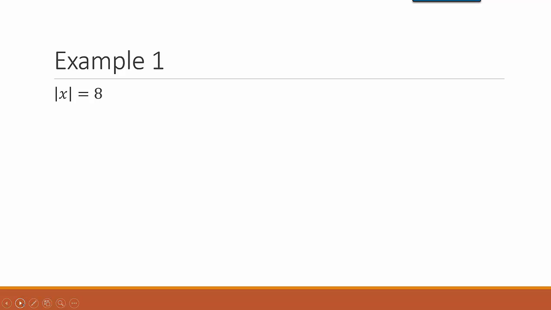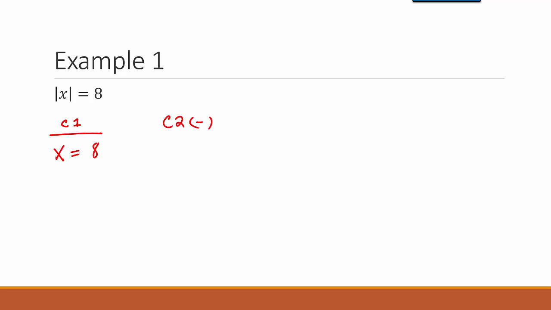Okay, so let's look at a few examples. The absolute value of x equals 8. So I'm looking for the possible numbers that could replace x. So the absolute value symbol is already isolated. So case 1, x equals 8. Leave it just like it is. Drop off the absolute value symbols. There's nothing for me to solve in this case, so that's one of my solutions.